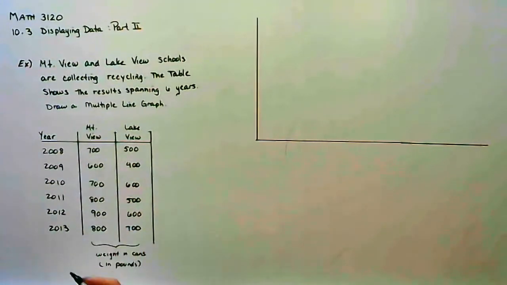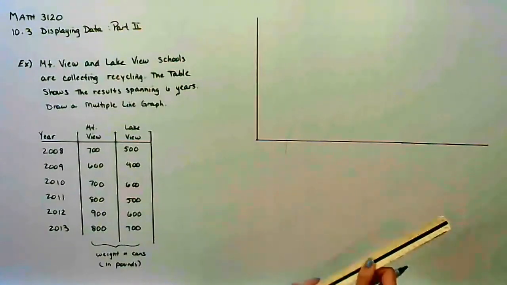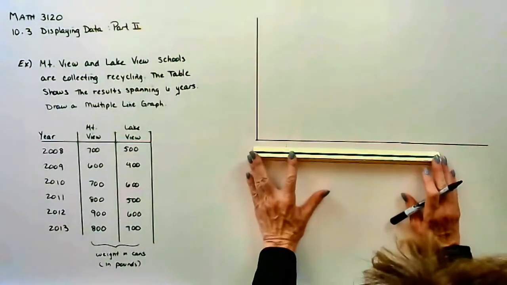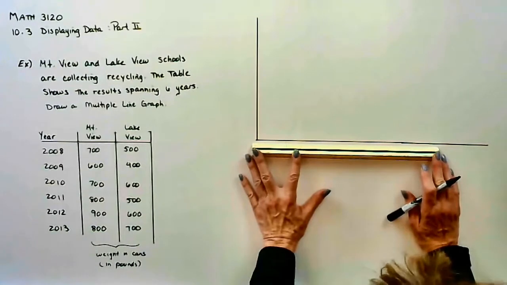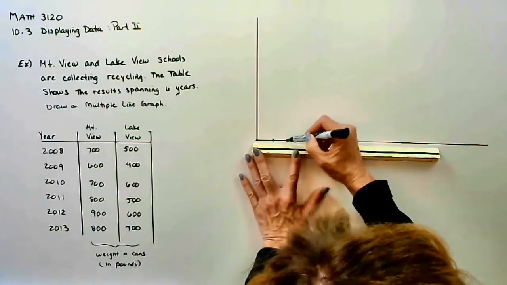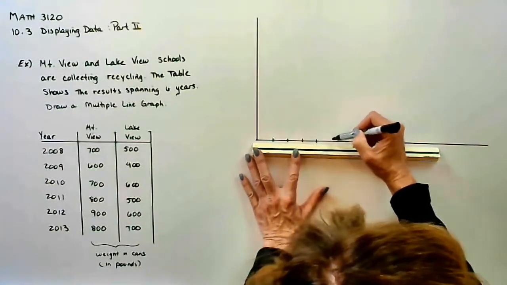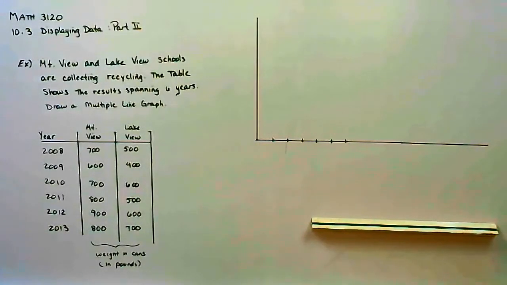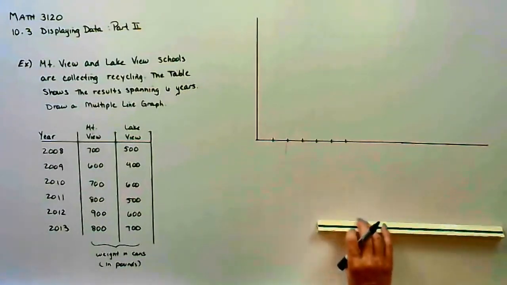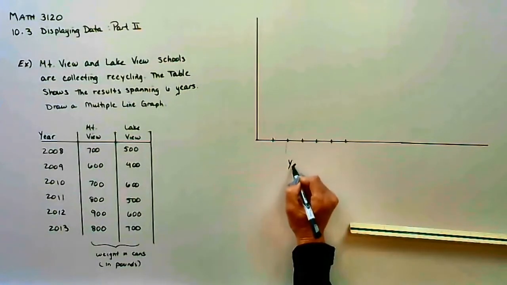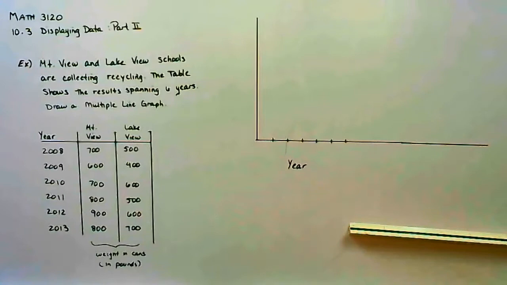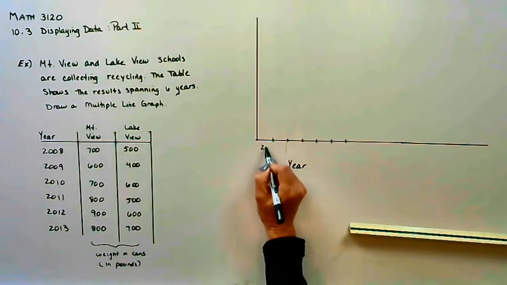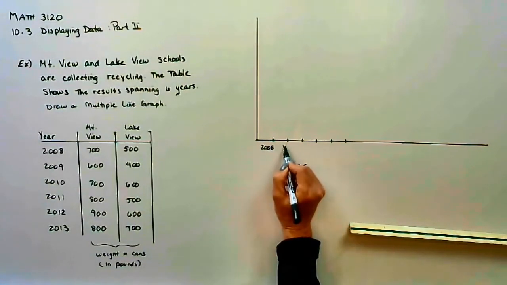All right, so going up the x-axis, we usually do the year because we're talking about time. Since we have 1, 2, 3, 4, 5, 6 data points, I'm going to try to space these out. Again, if you have graph paper, that works wonderfully. I guess I could have spaced them farther, but that's okay. And then these represent the year.